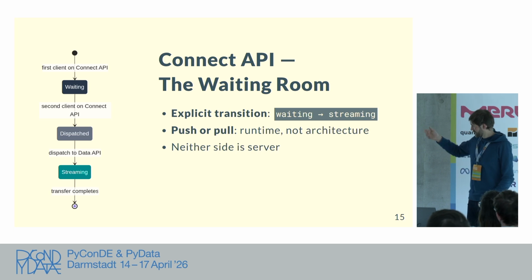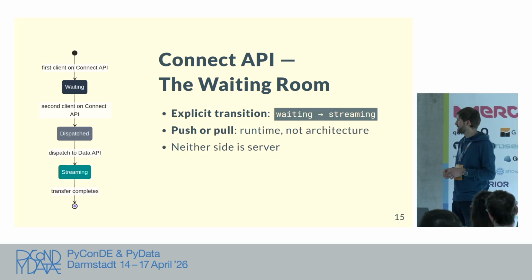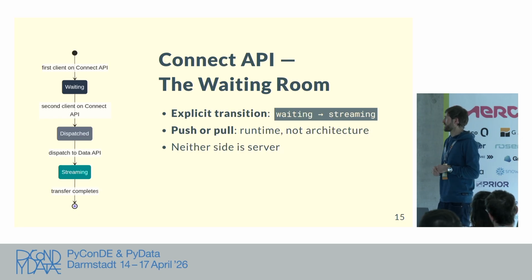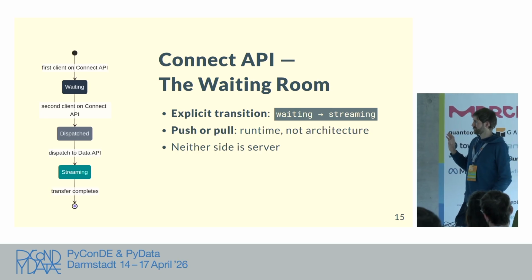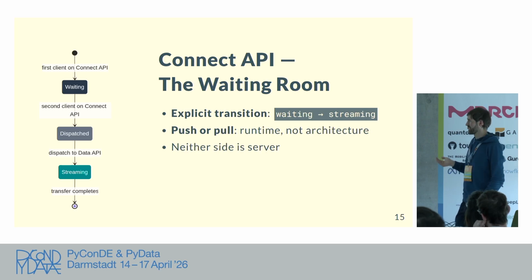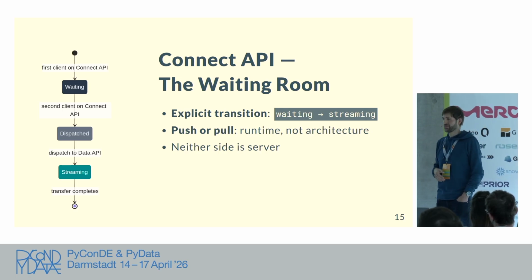So as we see, whether we do push or pull is not really an architecture decision anymore. It's a runtime decision. Whoever waits first is the server, basically. And we have this explicit transition, which is also nice because then we can build in load balancing, for instance, at the application level, because we can send the clients to different, maybe on-prem relays.